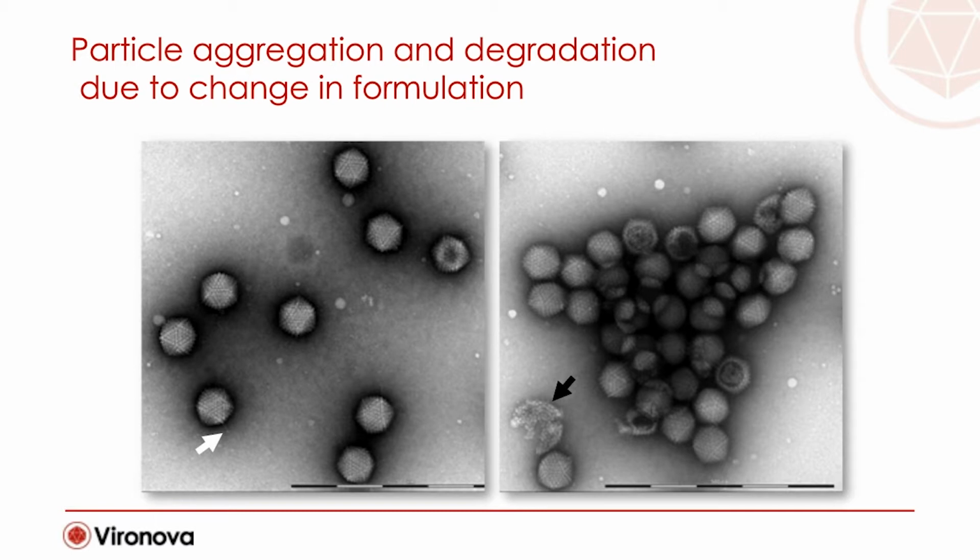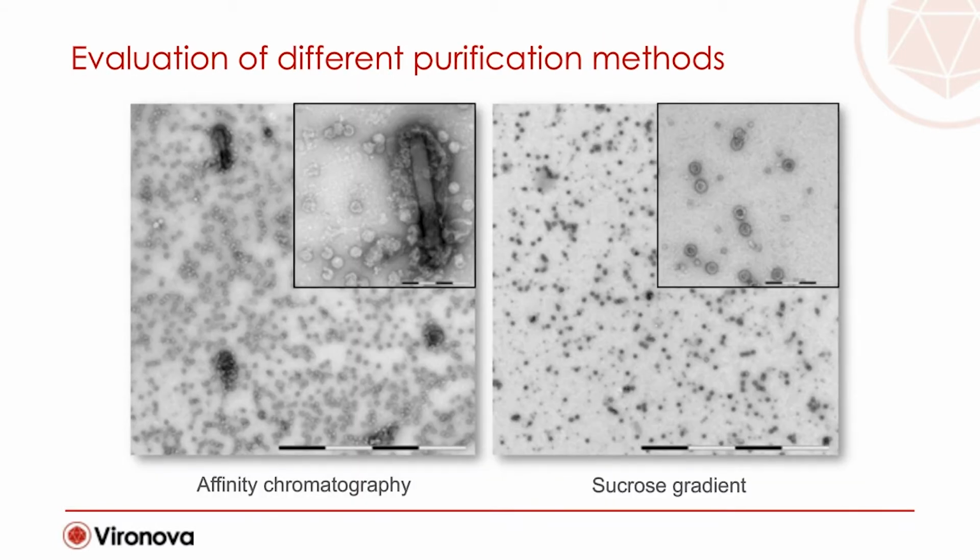You can, of course, also analyze your purification process. How does my product look before and after certain steps? Or compare different purification methods. Here we have an example of picorna virus-like particles purified with two different methods. On the left-hand side, you can see that they are not able to get rid of the baculovirus, which they used as an expression system.